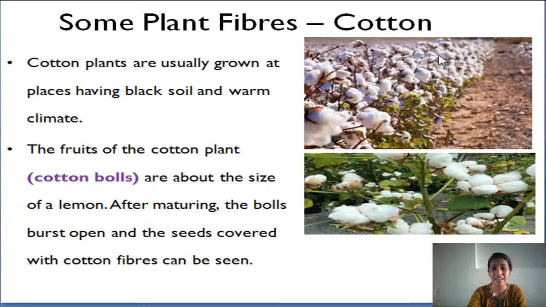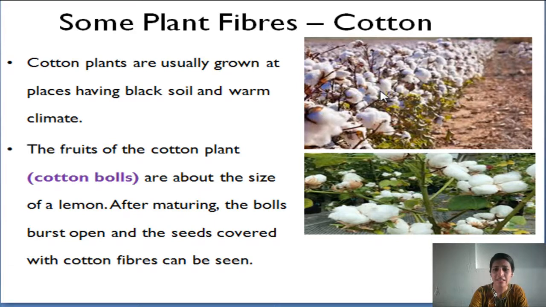So cotton plants are usually grown at places having black soil and warm climate. See the cotton plant in the figure. The fruits of the cotton plant are also called cotton balls, about the size of a lemon. See the second figure. The fruits of the cotton plant are small in size.